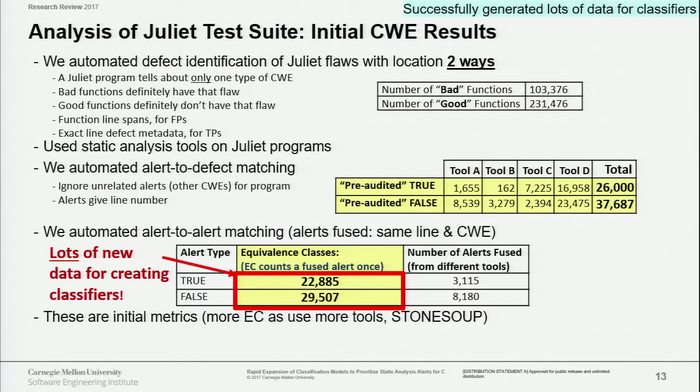And this slide also has a lot on it. I'm just going to have you pay attention to the part boxed in red. It shows that we've developed a lot of new data for creating classifiers. We've used more static analysis tools on our test suites since this slide was made, but at this time we had only 4. And with those 4 tools, we had 22,900 automatically labeled true alerts for our data, and about 30,000 automatically labeled false alerts for our data. So we were able to develop a lot of data for developing classifiers.